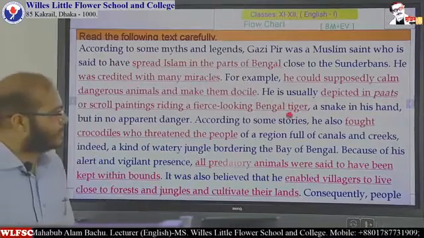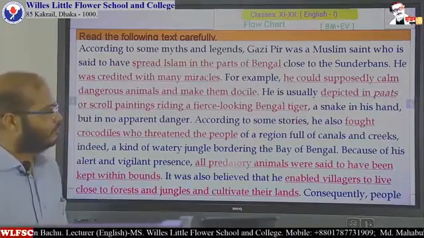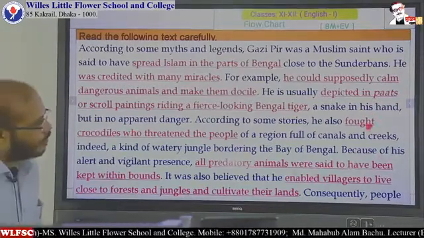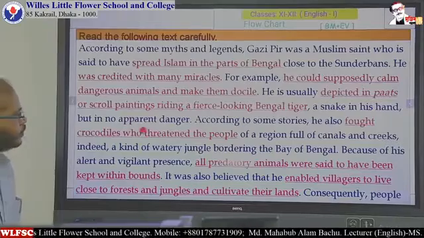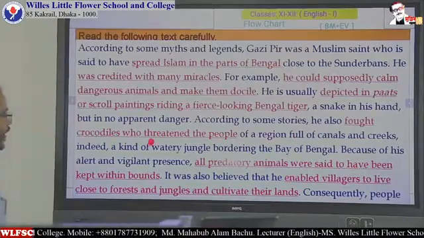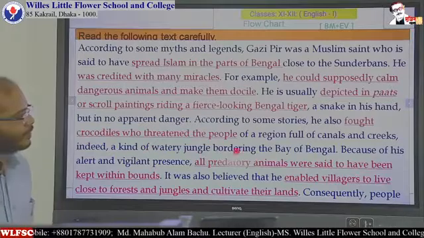According to some stories, he also fought crocodiles who threatened the people of a region full of canals and creeks, indeed a kind of watery jungle bordering the Bay of Bengal.